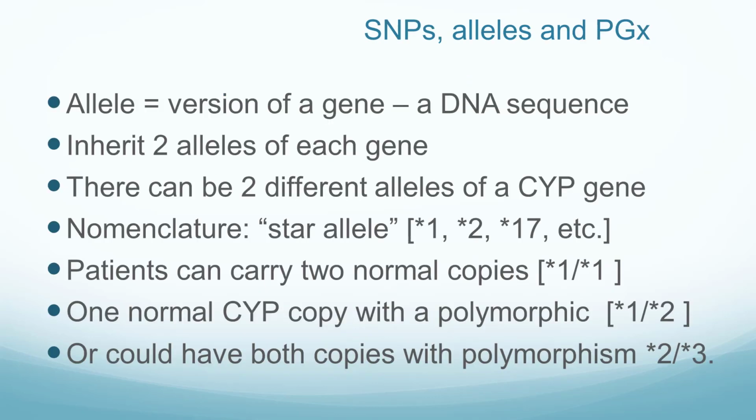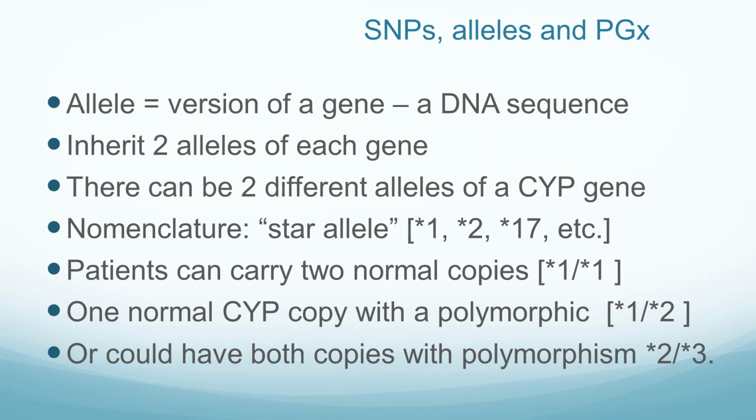We're going to talk about the nomenclature now in pharmacogenetic testing. As you know, the allele is a version of the gene, and we inherit two alleles of each gene. So in terms of pharmacogenetics, what they call it is the star allele. So if you remember that picture of the chromosome with the light blue band, that would be a star allele. And it's given the term star 1, star 2, or star 17.